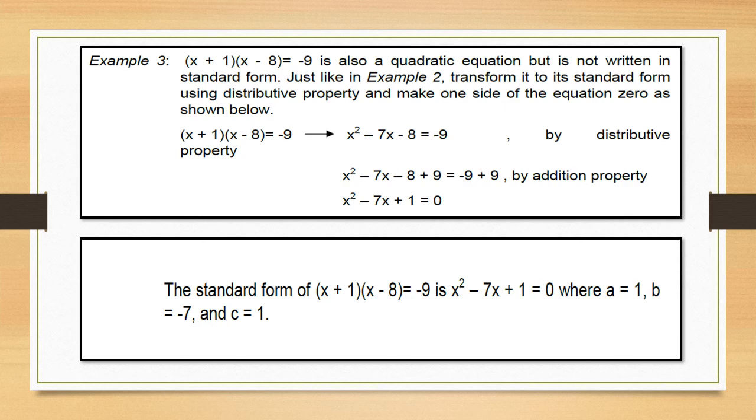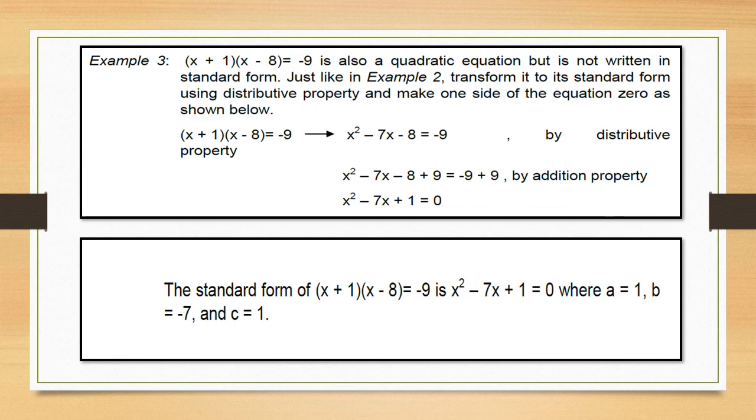Another example. The quantity x plus 1 times the quantity x minus 8 is equal to negative 9 is also a quadratic equation, but it is not written in standard form. Just like in example number 2, transform it to standard form using the distributive property and make one side of the equation 0, as shown below.